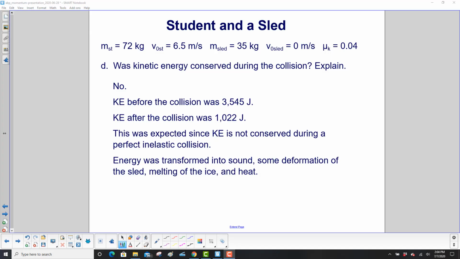Was kinetic energy conserved during the collision? Explain. No. Our initial kinetic energy was 3,545 joules, and this was our final. It decreased, so it's not conserved. We expected that since kinetic energy is not conserved during a perfect inelastic collision. Energy, kinetic energy, was transformed into sound, some deformation of the sled, possibly melting of the ice, and heat.